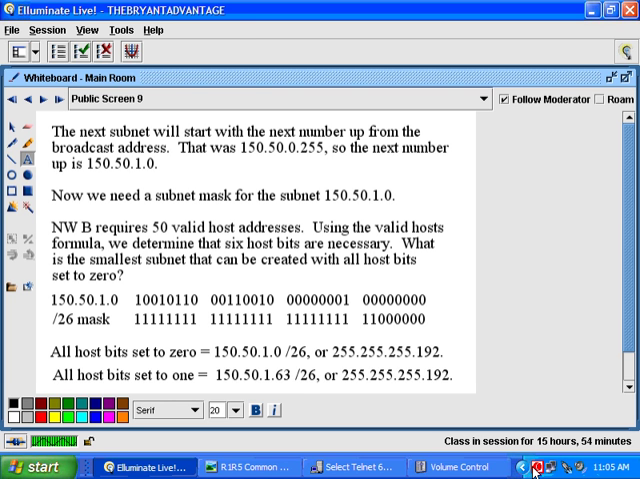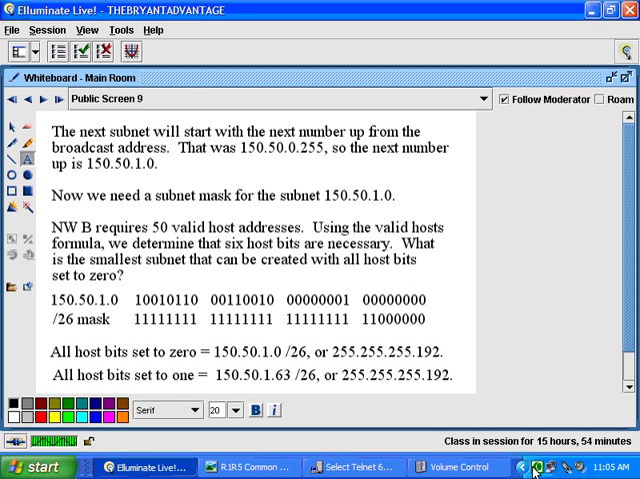Because 255, of course, as you know, that octet is full. So the next number up would set that to 0, but the next octet would go up to 1. If we add 1 to that octet, that's what we end up getting. So that's actually our next network number, 150.50.1.0. But now we need to come up with a subnet mask for it. And network B required 50 valid host addresses. Now using the valid host formula again, and you see that we're continually revisiting that, we would determine that 6 host bits are necessary. 2 to the 6th power minus 2 gives us more than enough addresses.